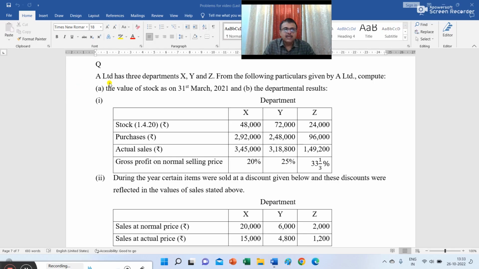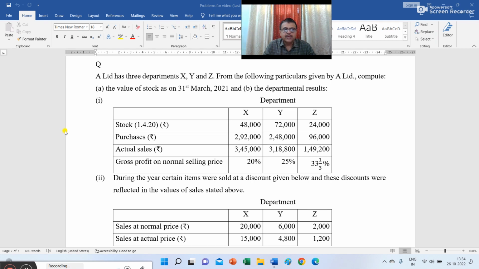A Limited has 3 departments X, Y and Z. From the following particulars given by A Limited, compute A, the value of stock as on 31st March 2021 and B, the departmental results. So we have 3 departments X, Y and Z, and the opening stock on 1st April 2020 we have 48,000, 72,000 and 24,000.